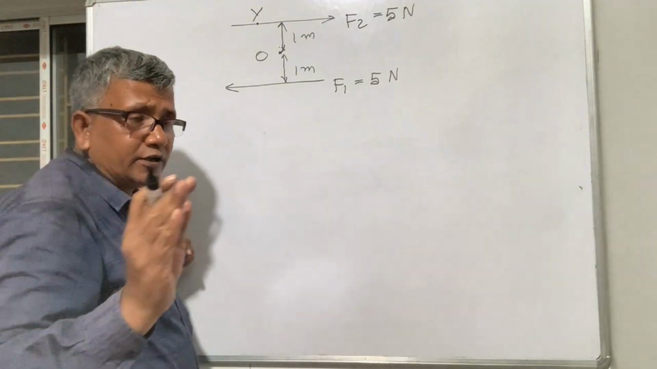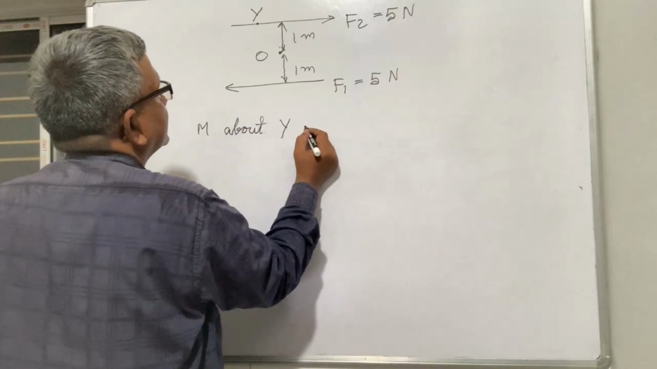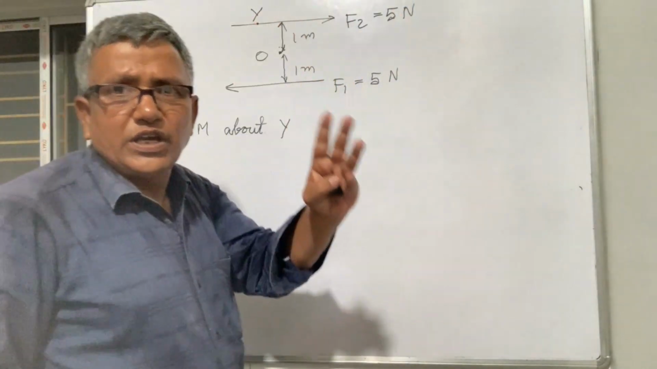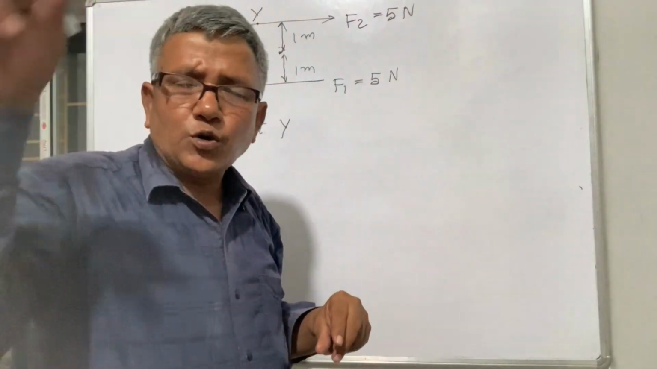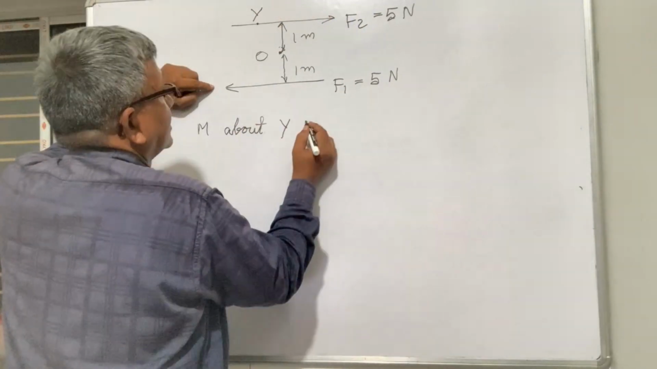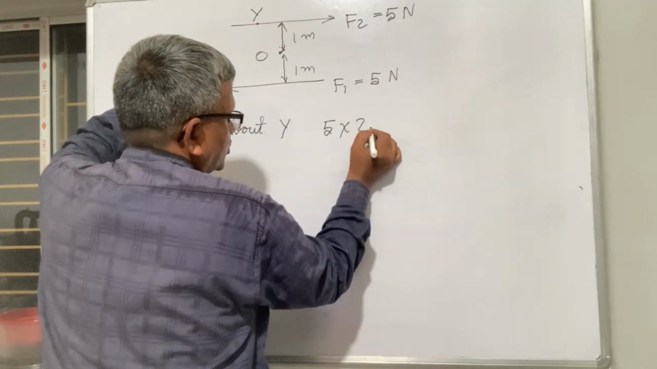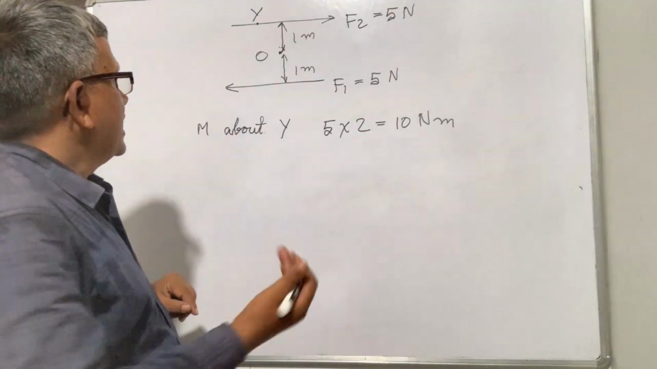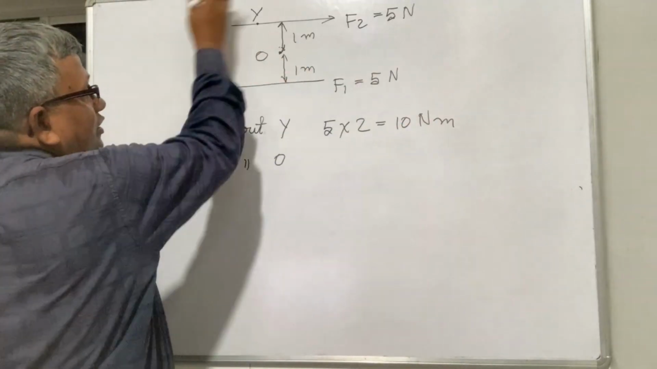I am counting moment about y. This force acts on the y, so the distance is 0. If I give force at the hinge of a door, nothing will happen. Moment is 0 because the distance is 0. Moment is force into perpendicular distance. This will be 0. F1, 5 Newton, into the distance about y, which is 2, equals 10 Newton meter. Clear? Now the moment about O. Direction, this is clockwise.